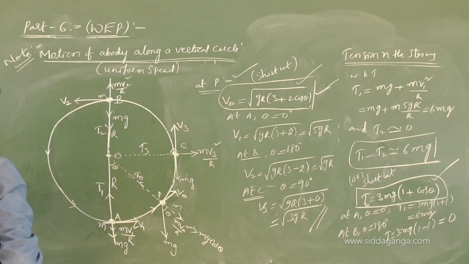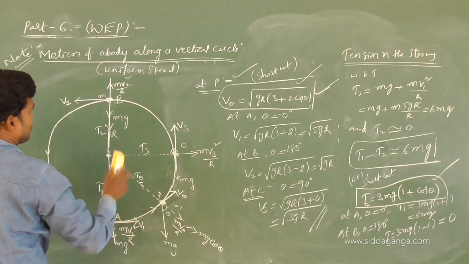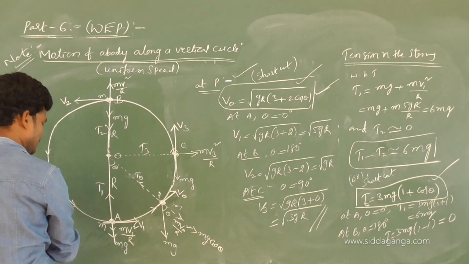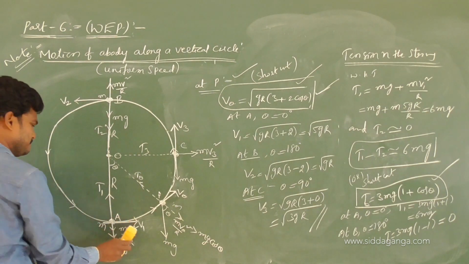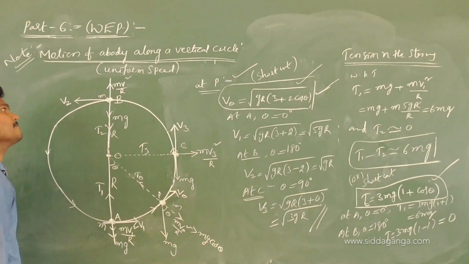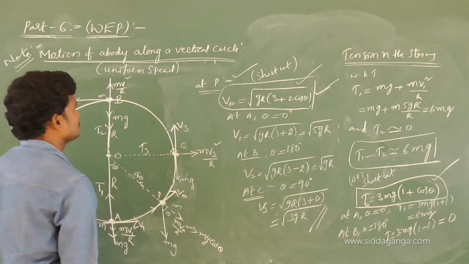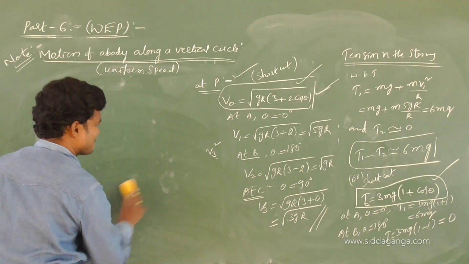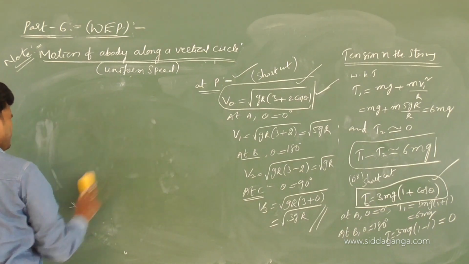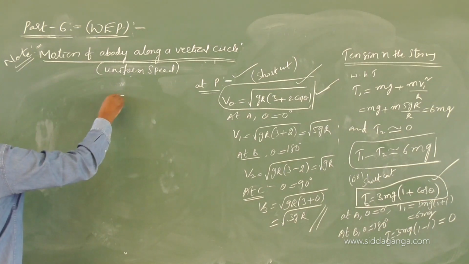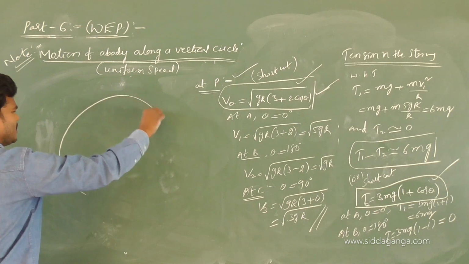Uniform speed. So I will wrap everything here, everywhere. Let me rub the diagram, complete diagram. Here the diagram is clear. Draw the diagram. So let me write in a shortcut way directly.